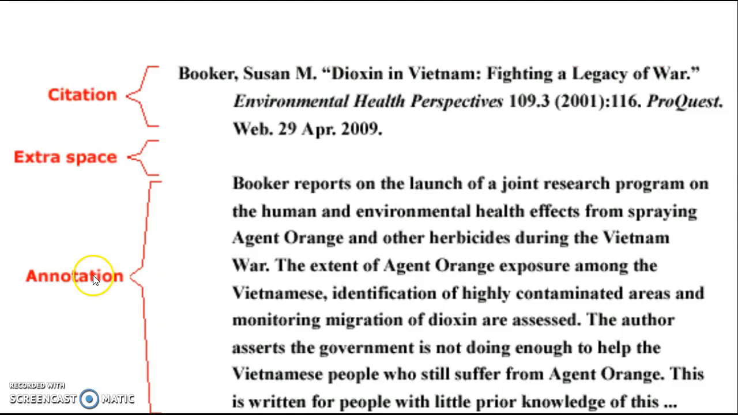So here is an example. This person wrote Booker, and Booker here is the author. Booker reports on the launch of a joint research program on the human and environmental health effects from spraying Agent Orange and other herbicides during the Vietnam War. The extent of Agent Orange exposure among the Vietnamese, identification of highly contaminated areas, and monitoring migration of dioxin are assessed. The author asserts the government is not doing enough to help the Vietnamese people who still suffer from Agent Orange. This is written for people with little prior knowledge of this, and it continues. That's obviously well written. That's why it's here.